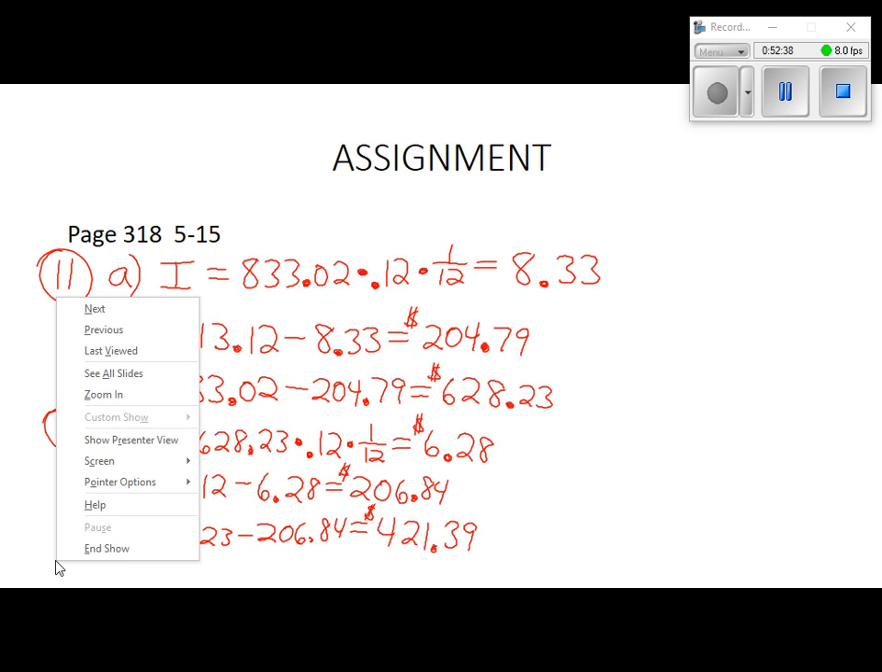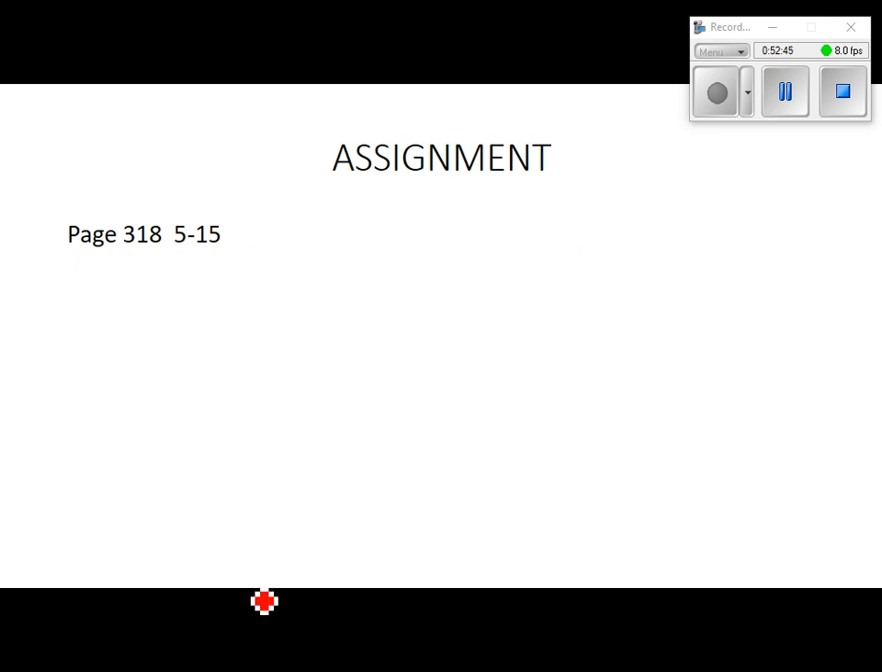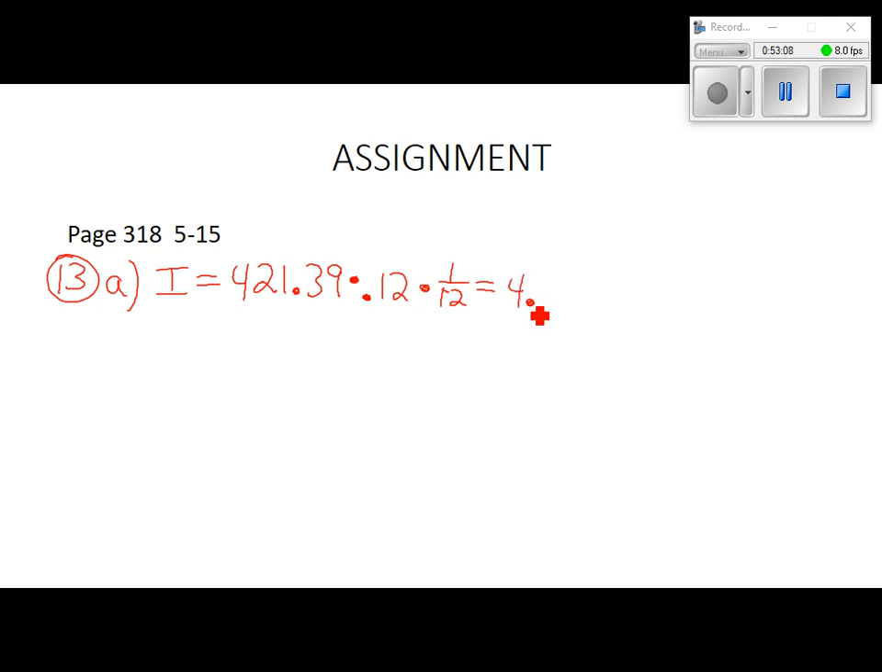Somebody remember, what's our number that we're gonna start with on the next one? 421.39, so let's make sure that we remember that. What number are we on? 13? So interest equals, what'd you say it was? 421.39 times the rate 0.12 times 1/12. Then that's $4.21.